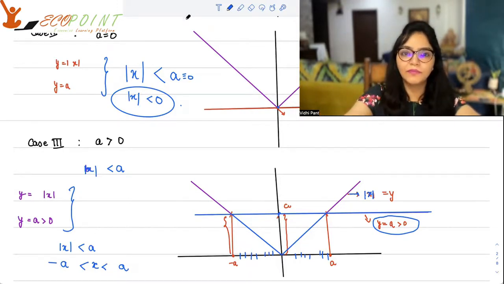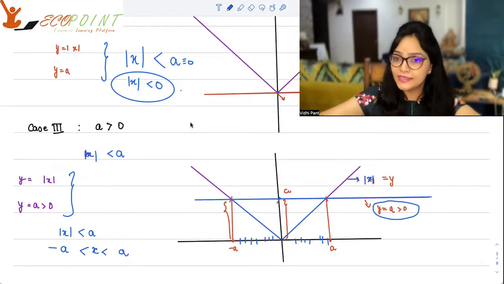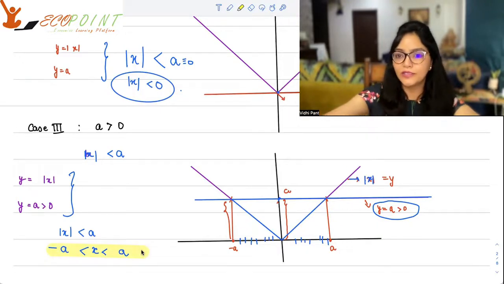Okay. So which means that we have three scenarios. Modulus of x is less than a. In case a is negative or equal to 0, we have no solution. In case a is positive, we get an interval, that is where x lies between minus a to a, and then you will have that modulus x is lesser than a.